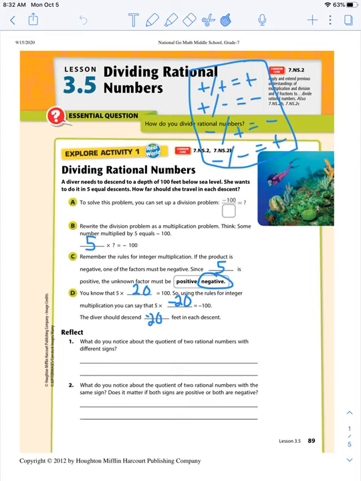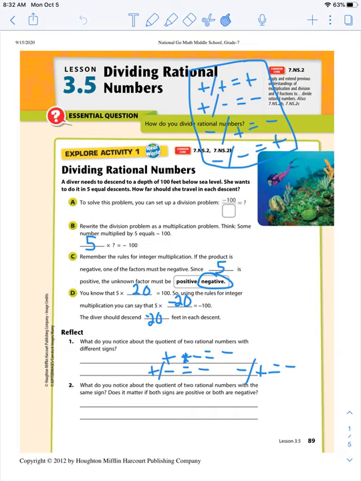Okay, so let's reflect on this a little bit. What do you notice about the quotient of two rational numbers with different signs? Well, a positive times a negative is a negative. So we can write that down. Positive times a negative is a negative. So when we're dealing with division, if I have a positive divided by a negative, our answer will be negative. Or if I have a negative divided by a positive, our answer will be negative. If there's different signs, we're going to have a negative answer.